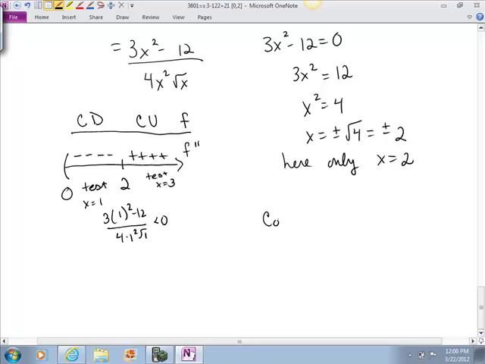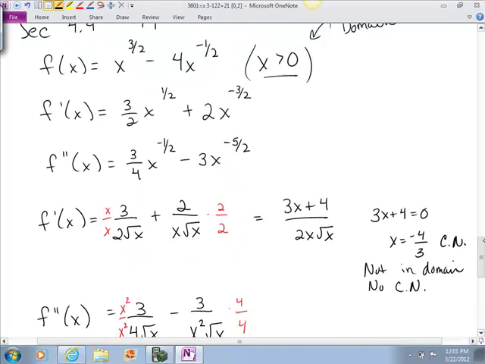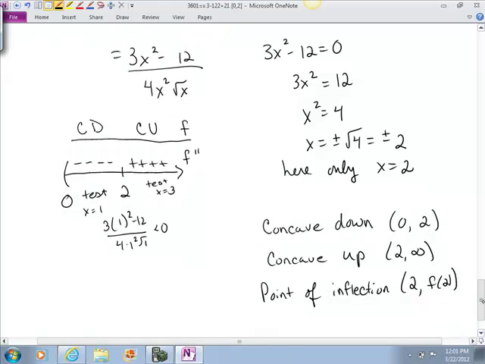So it's concave down from 0 to 2, and then it's concave up from 2 to infinity, and we have a point of inflection at 2 comma f of 2, whatever our original function was. You know, you can just plug that in to get the value, put 2 in there. It's not going to be pretty, some rational expression, or some radicals in it and stuff.